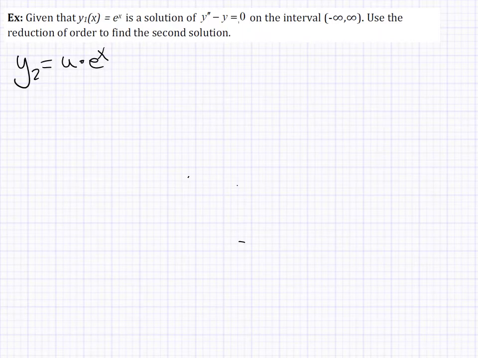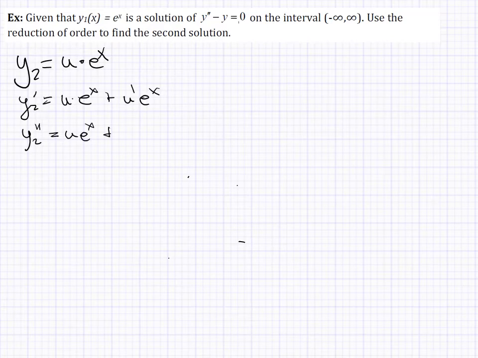All right? So then y2 prime should be u times e to the x plus u prime times e to the x. And again, it's product rule. I'm doing derivative of e to the x, which is e to the x, times u. Then u prime, derivative of u, times e to the x. And then y2 double prime should be u e to the x plus u prime e to the x plus u prime e to the x plus u double prime e to the x.